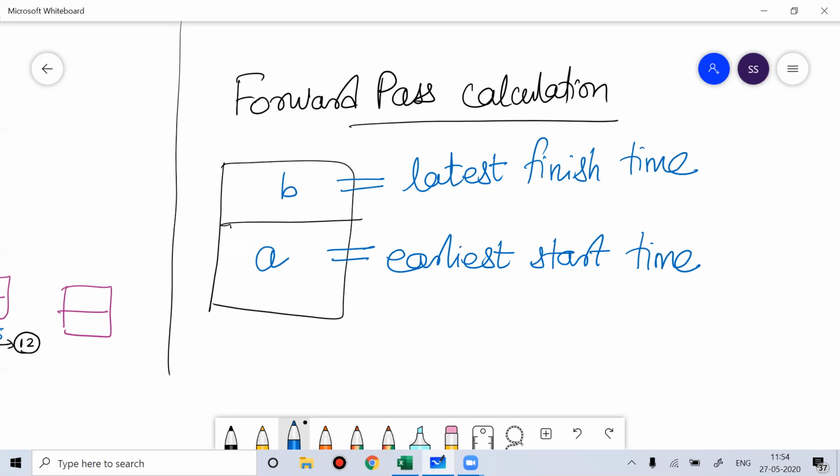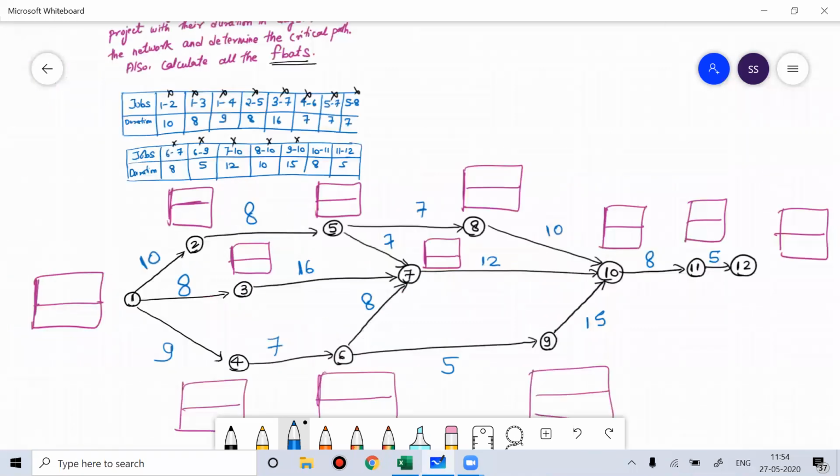And what I'm going to do is work on forward pass calculation to fill this data. So you have to understand this. To fill the data, what is earliest start time, what is latest finish time, all that you have to understand here. So we'll try to understand all that before we fill this data.